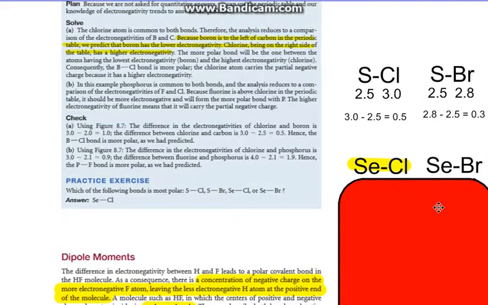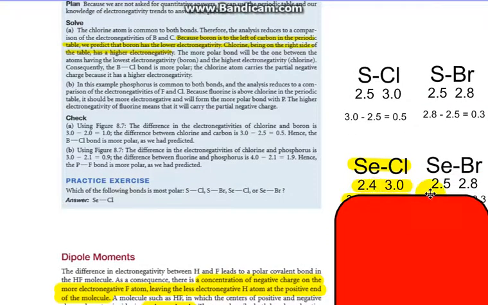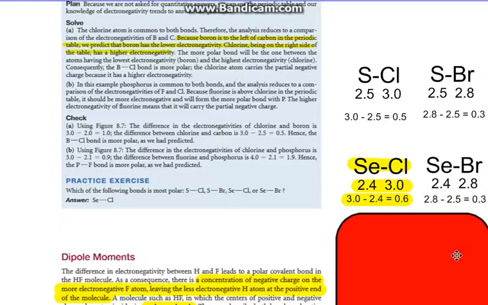So selenium is 2.4. Oops, this should be 2.4. And then chlorine is 3, bromine is 2.8. So doing this subtraction, I have to fix this because I had it wrong, which means that's going to give me 0.4. And then over here, the difference 3 minus 2.4 is 0.6. So here we have 0.5, 0.3, 0.4, 0.6.